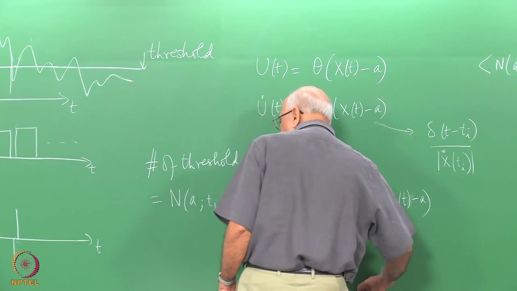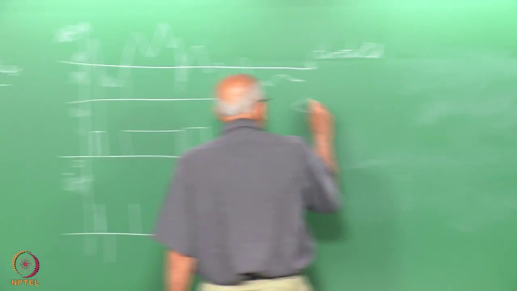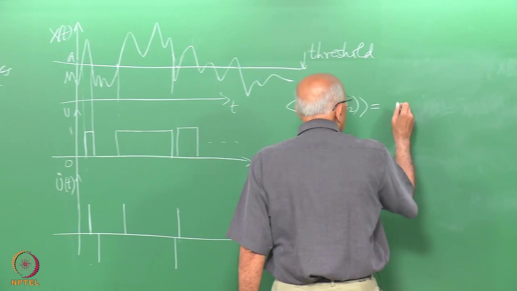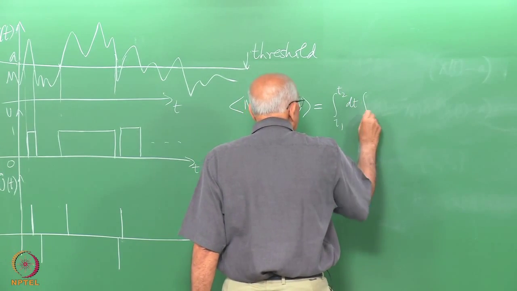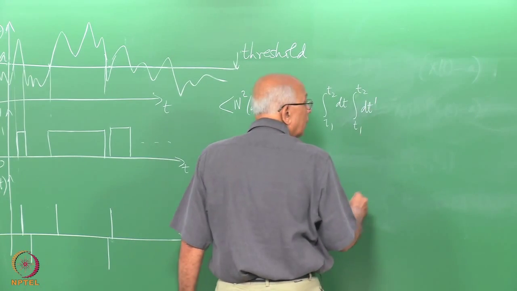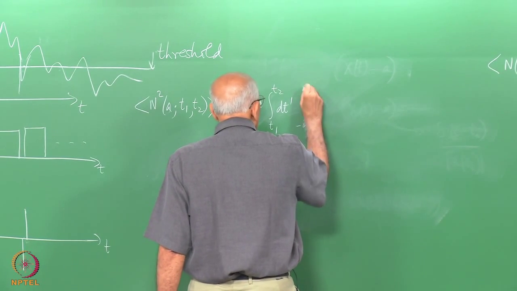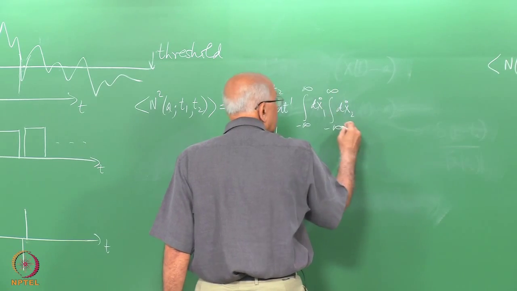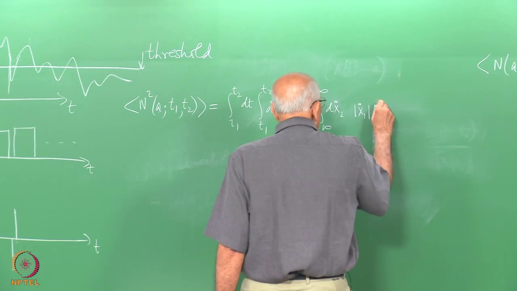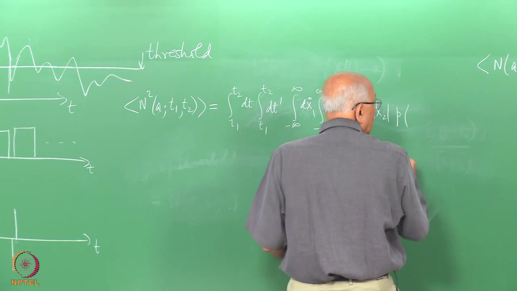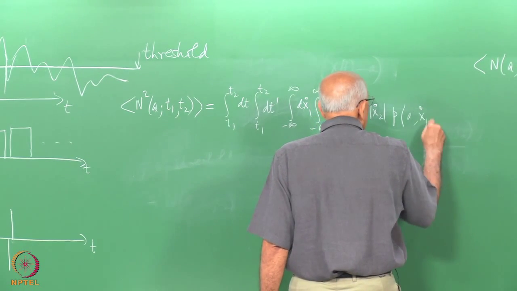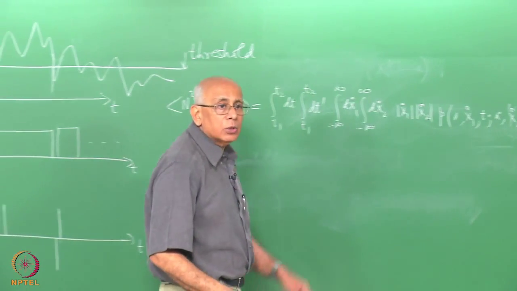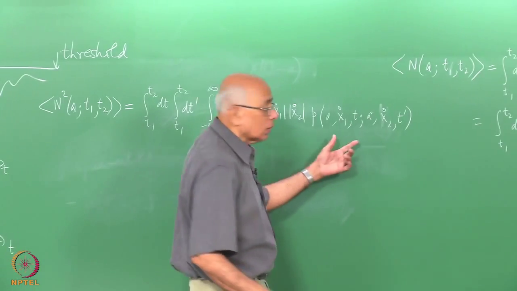So the variance formally would require the mean square, so you would require n squared of a, t1, t2. At this formal level, this would be equal to the integral t1 to t2 dt, integral t1 to t2 dt prime, integral minus infinity to infinity dx1 dot, dx2 dot, mod x1 dot, mod x2 dot, and then a p of, and now it is a joint density, so it is a, x1 dot, t, a, x2 dot, t prime. This 2-time joint density is also required.